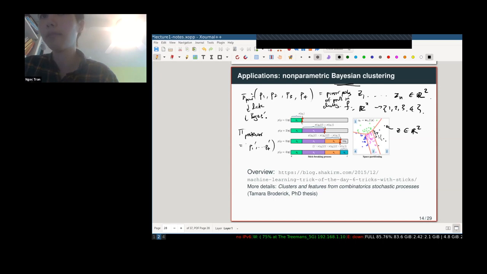Now, what's the connection with stick breaking? If we think about this, these Pi are four numbers that sum to 1, P1 plus up to P4 equals 1. So they form a partition of 0, 1 into 4 parts.